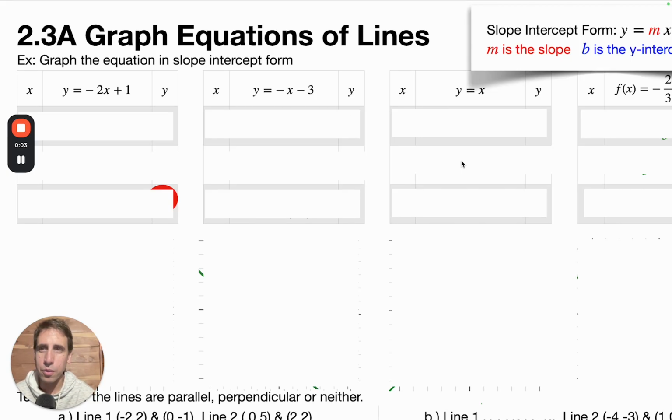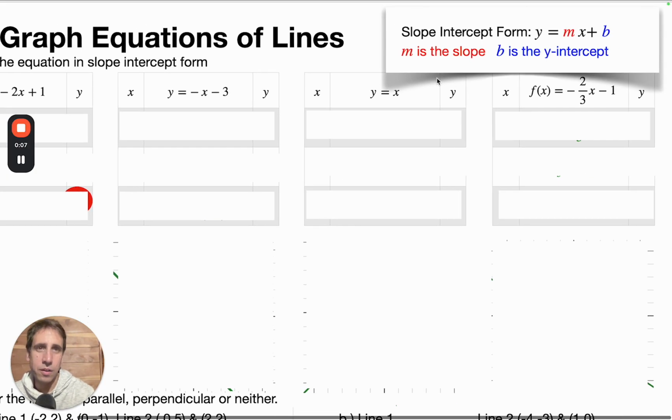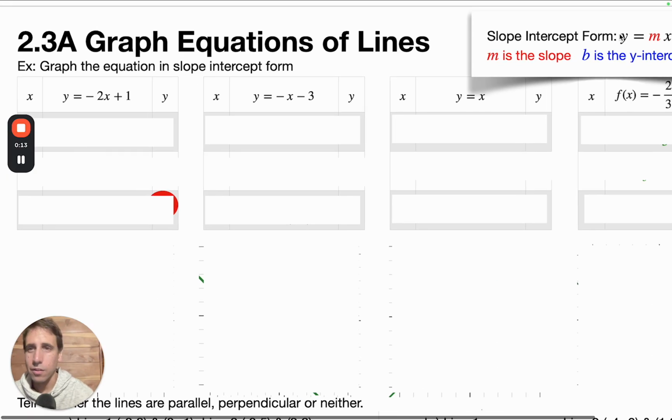This is section 2.3a, graph equations of lines. And just as a reminder, we've got slope-intercept form, which looks like this. M is the slope, and B is the y-intercept. So instructions might say graph the equation in slope-intercept form, and you know what this looks like.